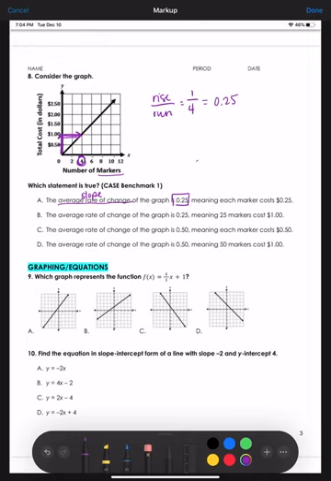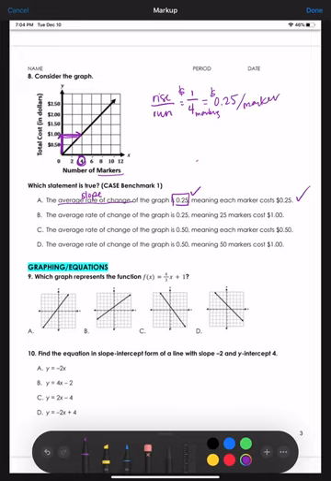So the average rate of change of the graph is 0.25. That's correct. And it says, meaning each marker costs 25 cents. Well, let's think about that. I've got cost per marker. So this is dollars. It costs $1 for every 4 markers. So if I divide this out, yes, this will be my dollars per marker. So yes, this is actually true.